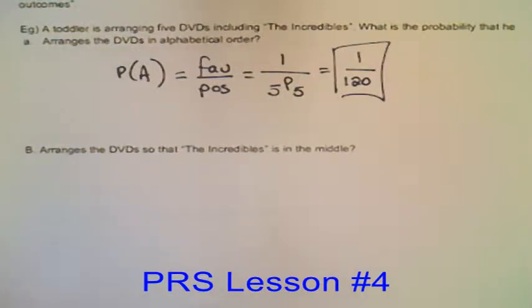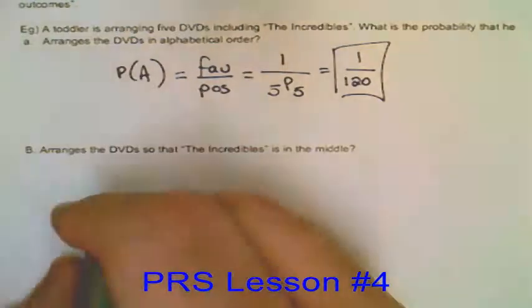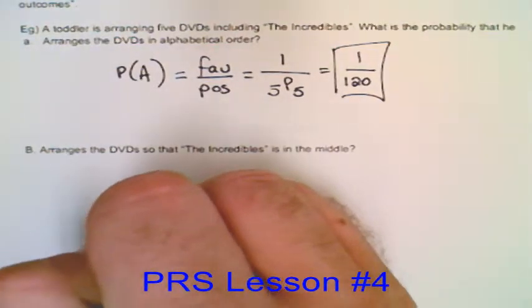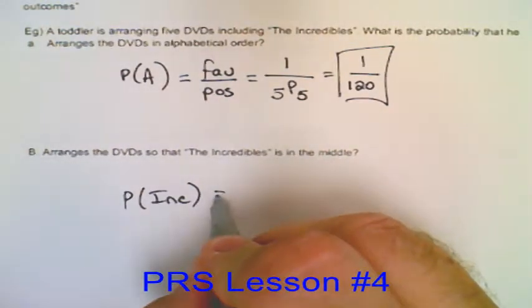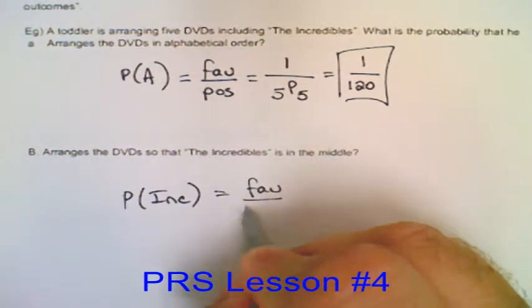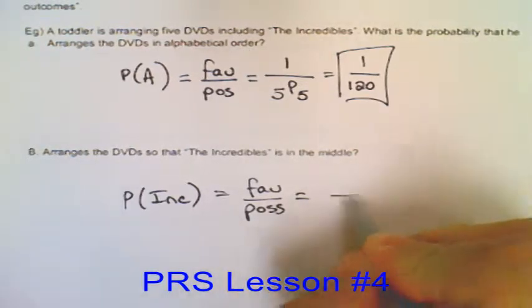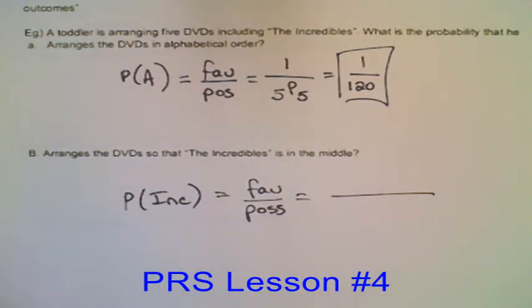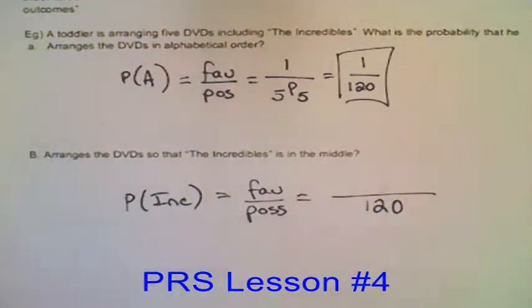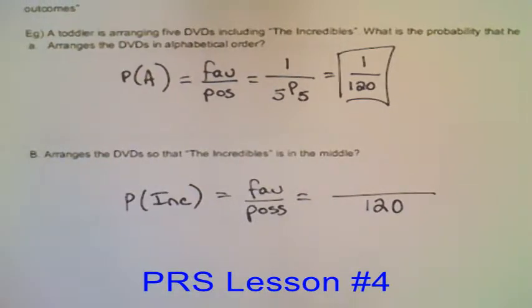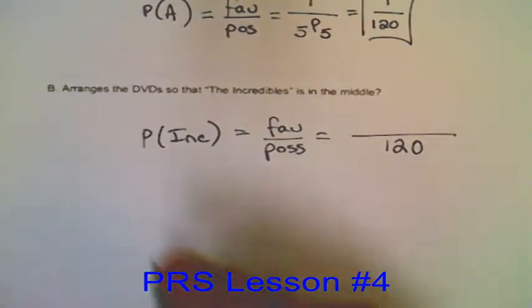Now I can make this much more complicated just by changing what's going on with the Perms and Coms. He arranges the DVDs so that The Incredibles is in the middle. I'm just going to write Inc. The probability that The Incredibles are in the middle is favorable over possible. I already know possible: 5 pick 5, or 120. The possible always stays the same, as long as the context is the same.